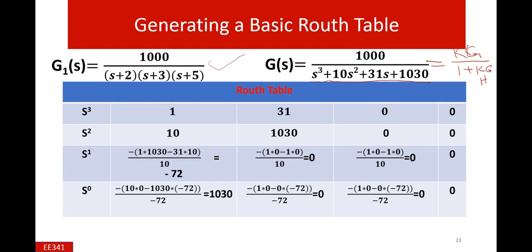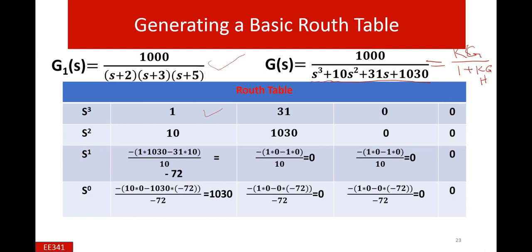The first row is filled by using the alternate coefficients of the characteristic equation, starting from the first coefficient. For example, s raised to power 3 has the coefficient 1, so the first element is 1, and then skipping the next 10, the next value is 31 and so on. The second row is filled by the skipped coefficients, in our case 10 and 1030.